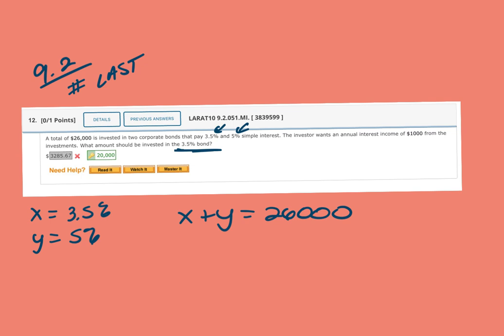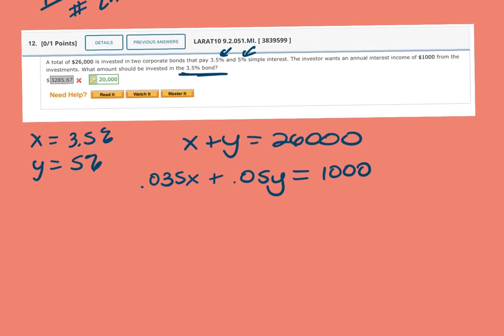So first is that the two of them would add up to 26,000. And the second is that 0.035x plus 0.05y equals the amount they want, which is 1,000. Wait, it's not 0, 0 plus 5? No, because you're moving the decimal 2 places to the left. 5 is 5 with the decimal after it. You're moving the decimal 2 places to the left. So there's only 1 0 in front.